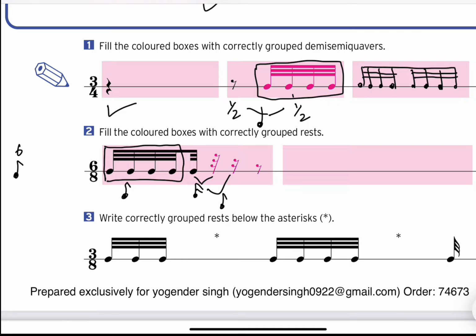Now here we have a quaver rest. So we have completed 1, 2, and 3 quaver beats. Now we need 3 more quaver beats, but we need the rest. So how can we do that? We know we can use a crotchet rest and a dotted crotchet rest, which means we have 3 quaver rests over here. So that is how we complete this one. Let's move to the next one.